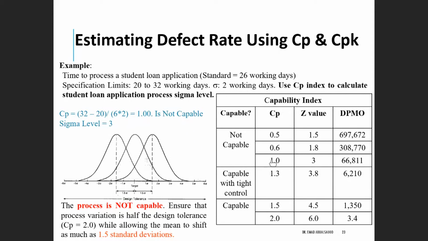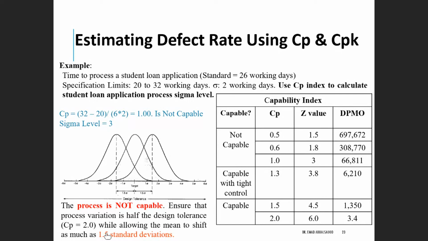The sigma level associated with a CP equal to 1 is 3 sigma level, and the DPMO is 66,811. So whether you are calculating the DPMO or the sigma level, you get it from this table. Now maybe the question says, what if I have a CP value that is not listed here, for example 0.7, 0.8, or 0.9? You will do interpolation to get the value for Z, which is the sigma level, or the DPMO. And we will see that in the next example.